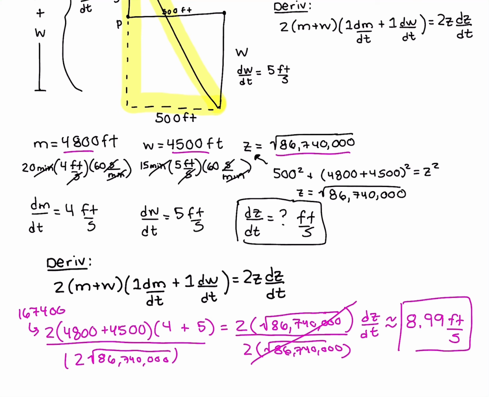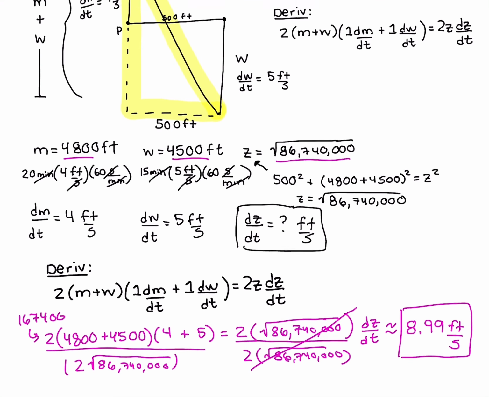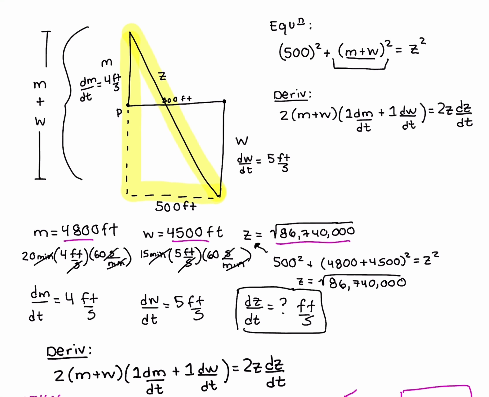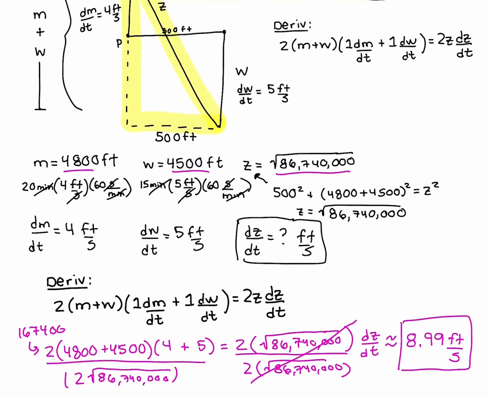So as one is walking at 4 feet per second, the other is going away at 5 feet per second, the distance between the two 15 minutes later is changing by almost 9 feet per second. So a tough application of how we can use the Pythagorean theorem to solve related rates.